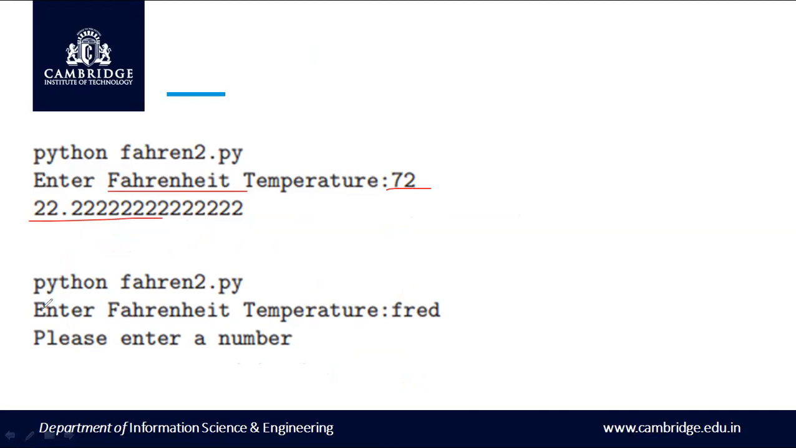In another example, the user enters Fred instead of an integer or a floating point value. The user gets an exception here telling him that he has to enter a number only, not characters. It should be either a floating point number or an integer number only. So that is the demonstration of try and except for exceptions.